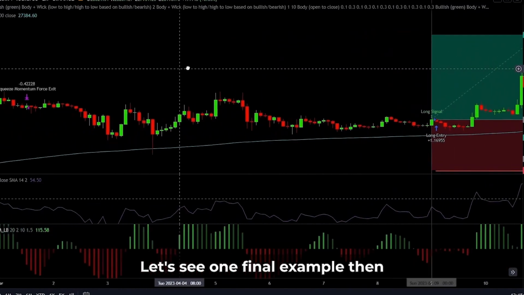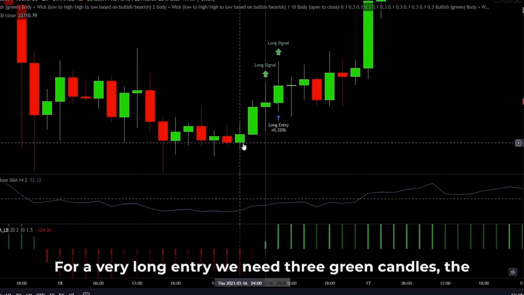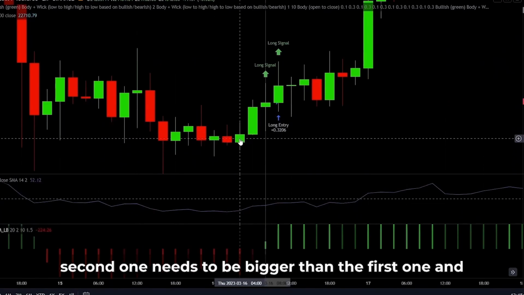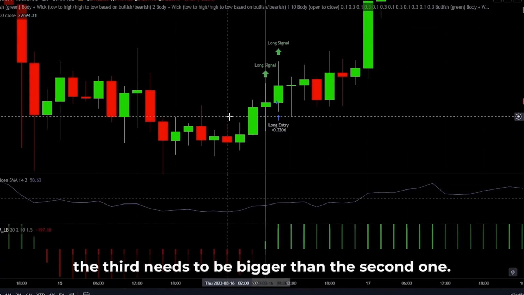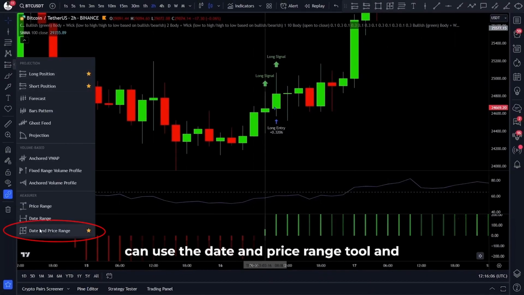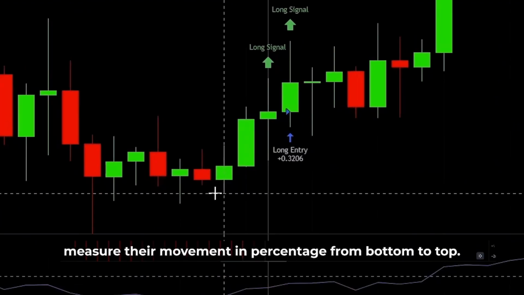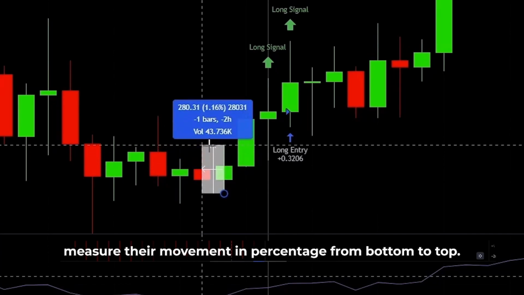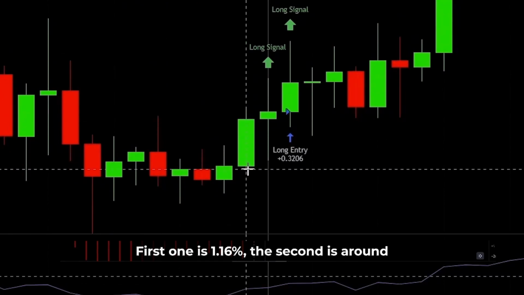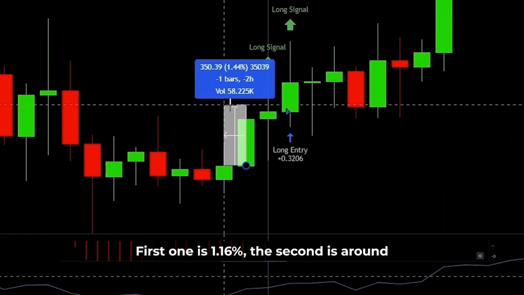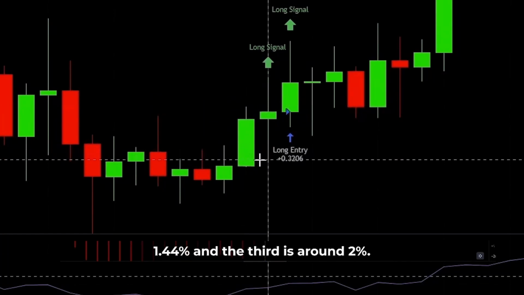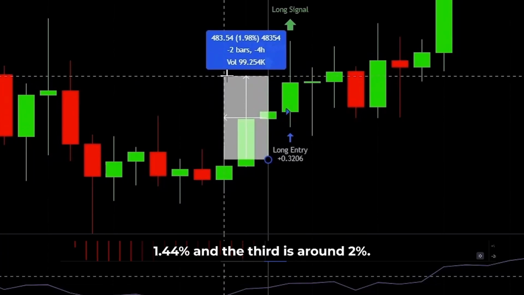Let's see one final example, then I will go over the results. For a valid long entry we need 3 green candles, the second one needs to be bigger than the first one, and the third needs to be bigger than the second one. If you are not sure about their height, you can use the date and price range tool and measure their movement in percentage from bottom to top. First one is 1.16%, the second is around 1.44%, and the third is around 2%.